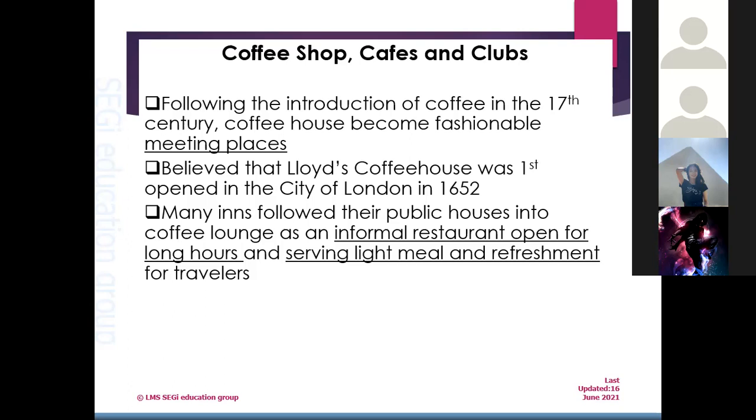Number one, maybe I can start with a cafe or coffee house should serve coffee. That is number one. They must have variety types of coffee and other beverages. Number two, it is an informal restaurant.